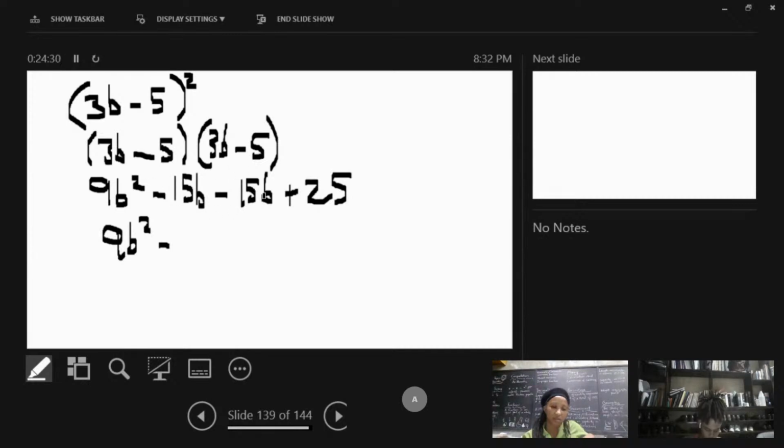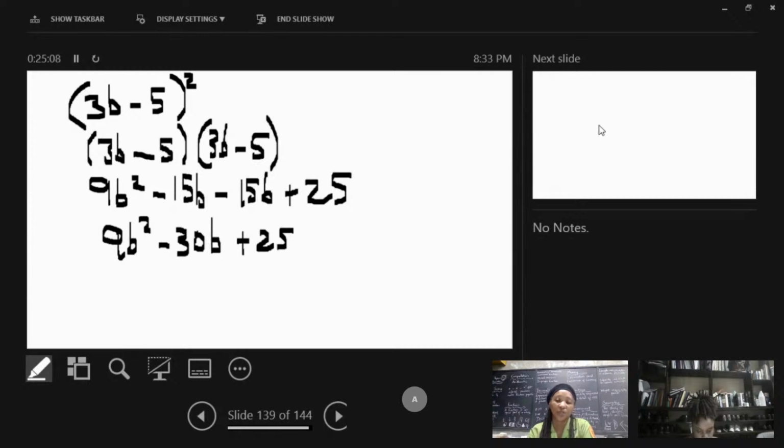We said I got 30b. You said 15b. Let's go with 30b. Okay. Yes. Plus 25. All right. So show me how it follows the rule. The first term should be squared. So it's a squared and the 9b squared represents that. And in the middle, this is the 2 times the first times the second term, plus the squared. All right.